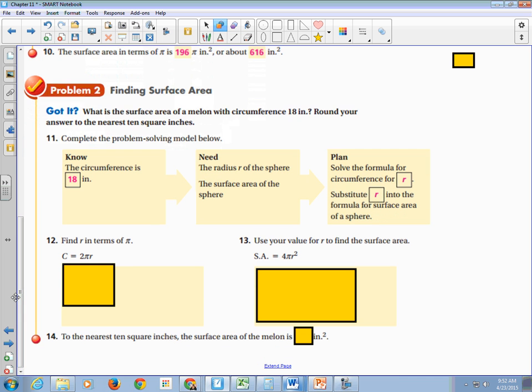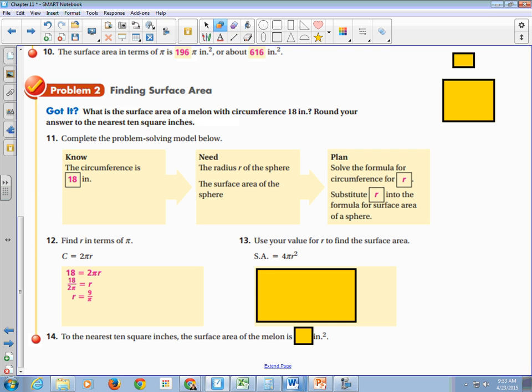So the circumference of a circle is 2 times pi times r. So we know 18 is equal to 2 times pi times r. I'm going to divide both sides by 2 pi. Then I'm going to simplify. So I know my radius is 9 divided by pi.